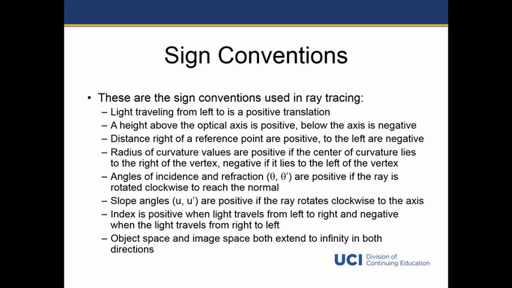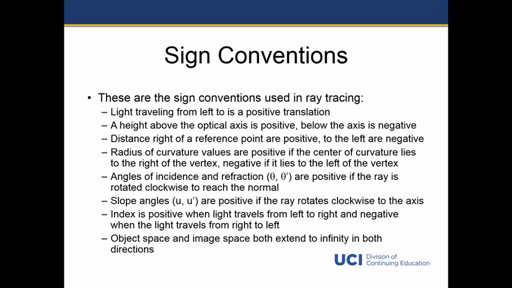And when we get into first order optics, we're going to see we have several different reference points, and when we determine the sign associated with particular distances, we're going to have to look at what particular reference point we are talking about. If we talk about a radius of curvature value, if the center of curvature lies to the right of the vertex, then we're talking about a positive radius of curvature.